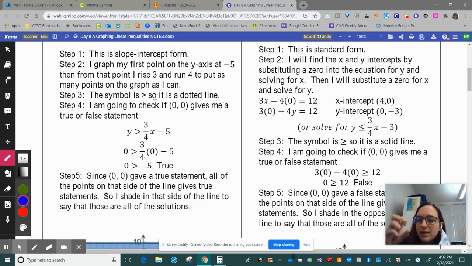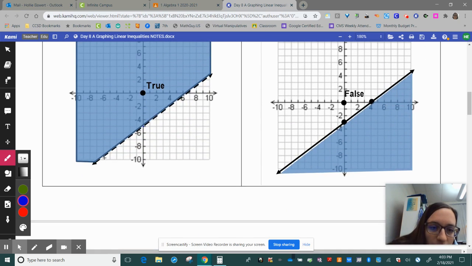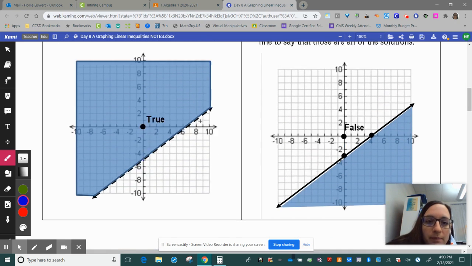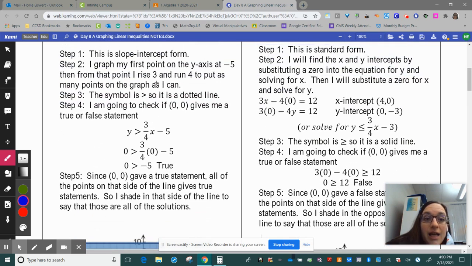We can't touch it. Kind of like we have our closed and open circle. This is the way to do that in a single line here. So it's going to be a dashed line. Notice the dashes. Then we check to see if 0, 0 is a true or false solution. Okay, so they plugged in 0. 3/4 times 0 is 0.